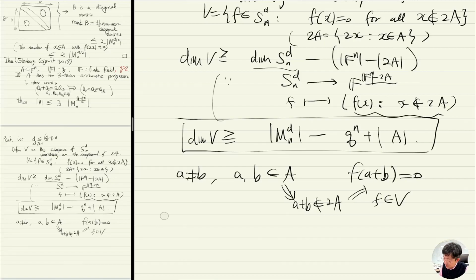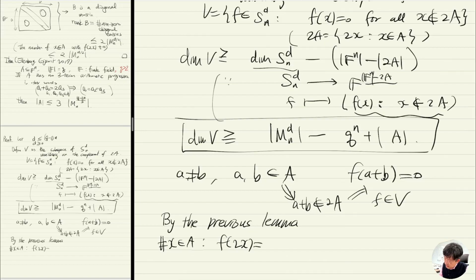So by the previous lemma, the number of x in A such that f of twice x is non-zero is bounded by twice m_{n,d over 2}, for every f.